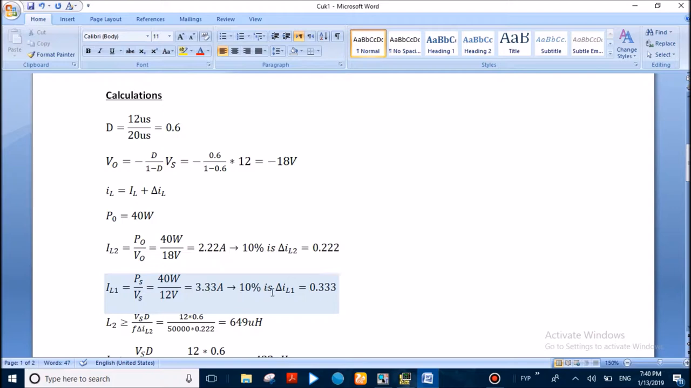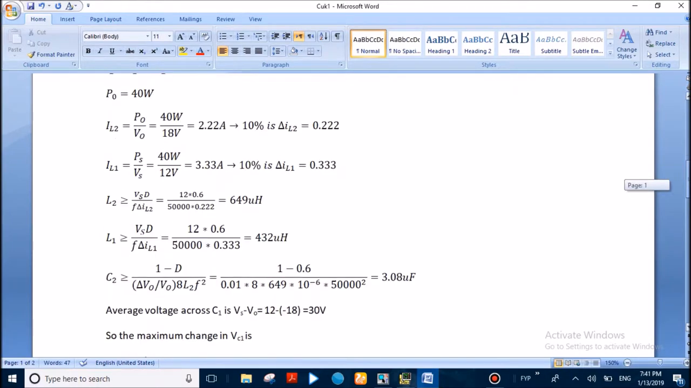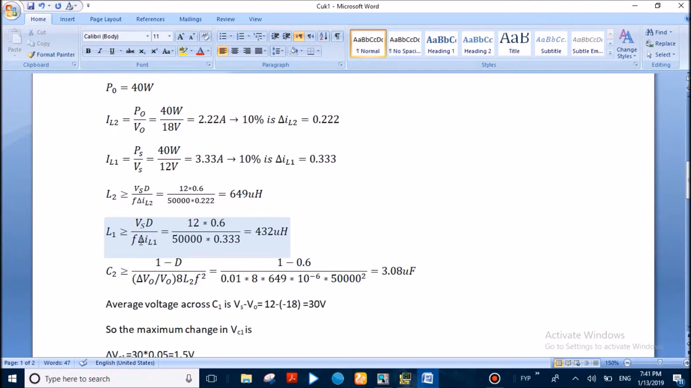The inductor's value can be found out by the ripple current. This is very important. The ripple factor of the inductor, which we have set, determines the value of the inductor. So it can be found out by this formula, that is the switching frequency, which is 1 over T, where T is the total time period. L1 is found out by this formula. The capacitor at the opposite side, or you can say at the output side, can be found out by this. Here we are restricting our output voltage ripple to 0.01, and we are getting this value for the capacitor.